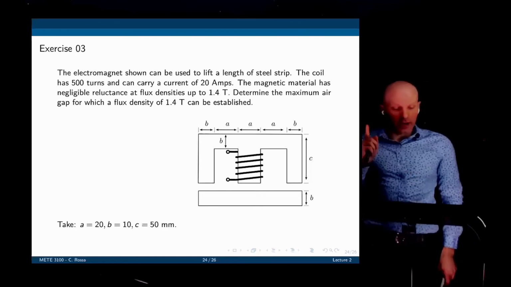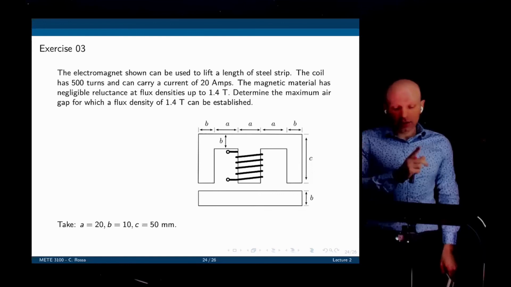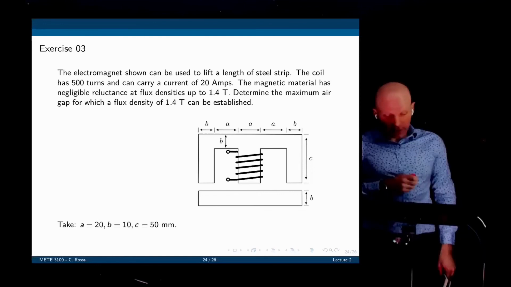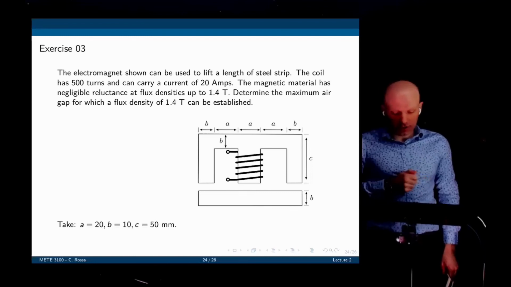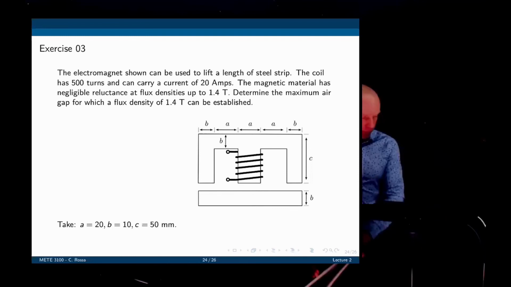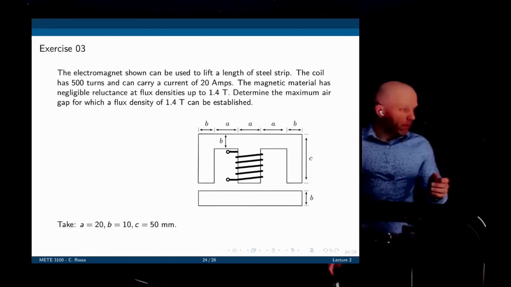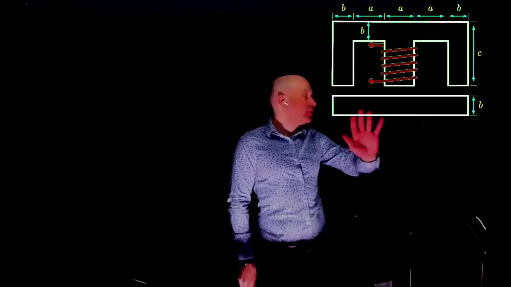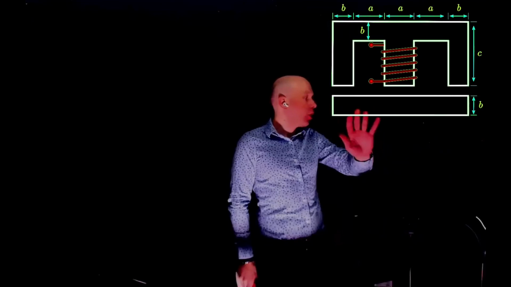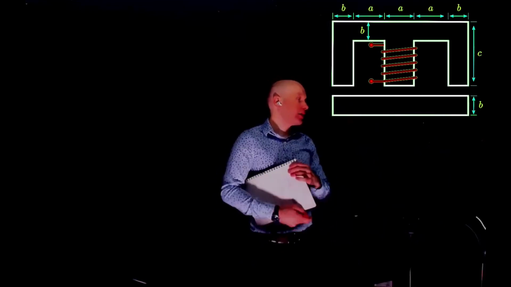It is the same as saying a wire has no resistance, up to flux densities of 1.4 Tesla. Determine the maximum air gap for which the flux density of 1.4 Tesla can be established. Okay, so you're basically asking that we have a perfect system. The magnetic part here has no reluctance. All we want to do is to determine this gap and maintain a flux of 1.4 Tesla in that gap.